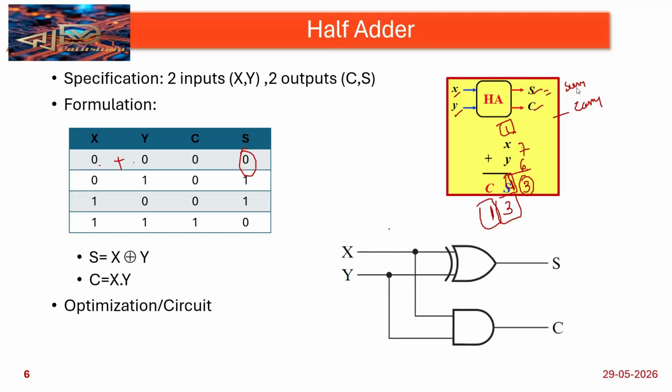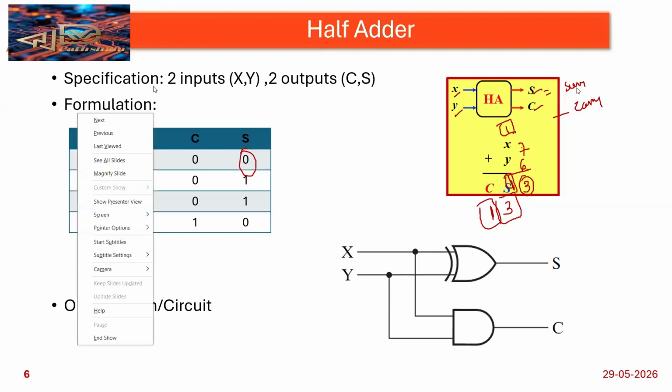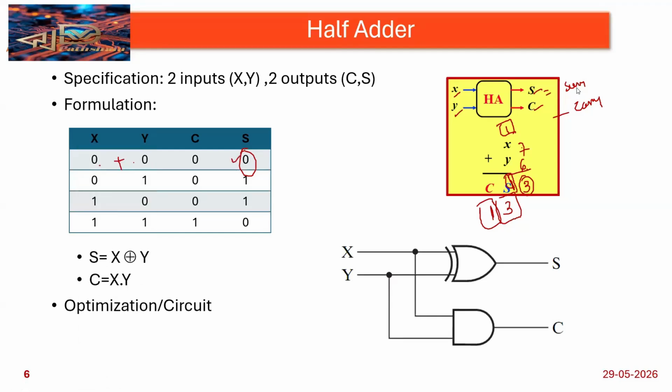This half adder tries to add the two inputs here. 0 plus 0, there is no sum and there is no carry. If you add 0 plus 0, we get 0 only. So 0 and 0 only, and then 0 plus 1 means, okay, just give me 2 minutes.